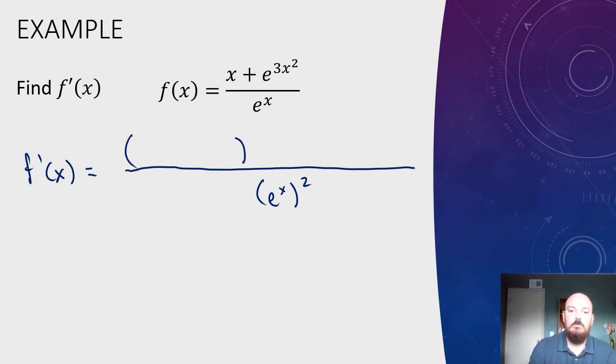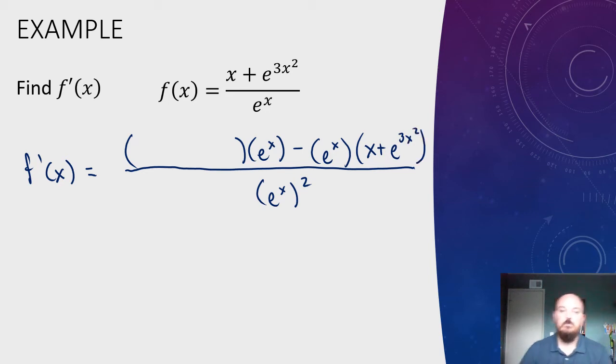Derivative of the top times the bottom, which is e to the x, minus the derivative of the bottom, which is also e to the x, times the top, which is x plus e to the 3x squared. All right, so I left that first one blank because I can tell there's a chain rule involved in there, and I don't like to get my work too mixed up.